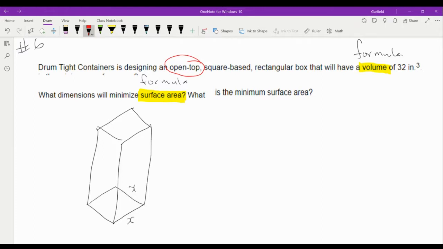All right, let's give this box some height. What do we want to call the height? Maybe y. Very good. All right, now we have enough information to write our equations. Let's start with the volume. You guys know how to find the volume of a box? It's the area of the base times the height.